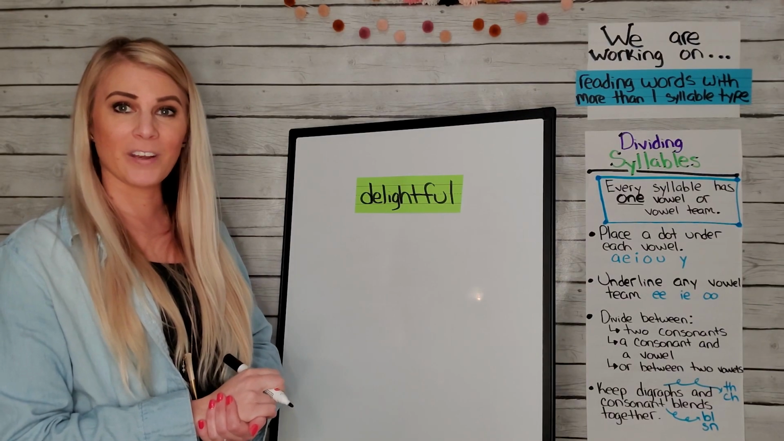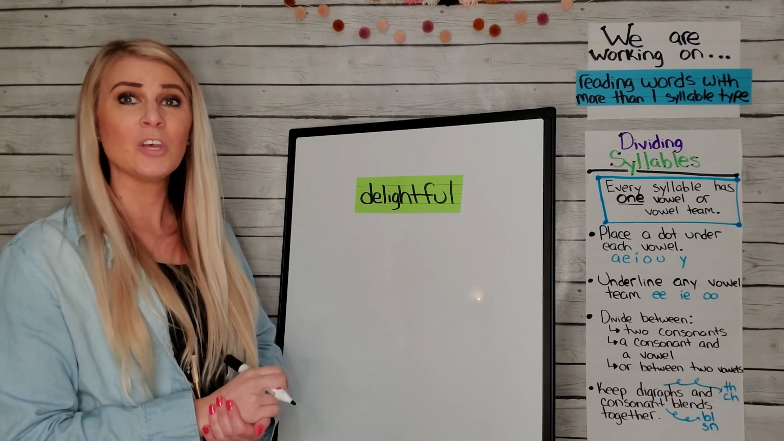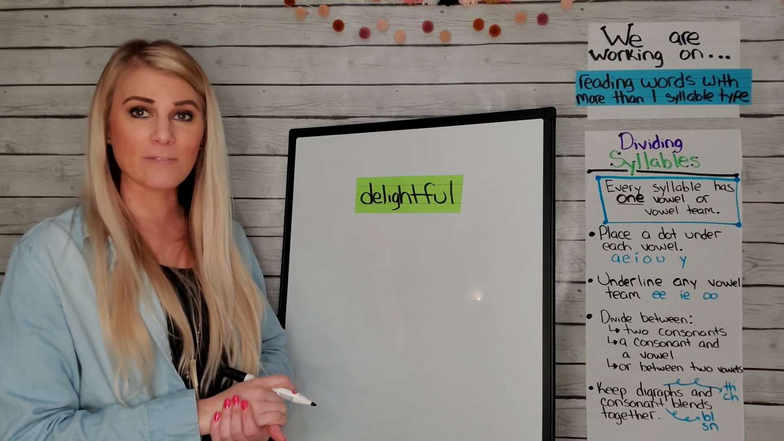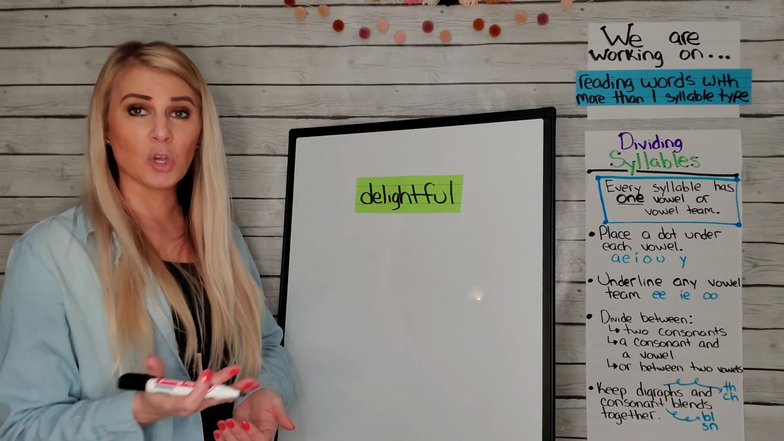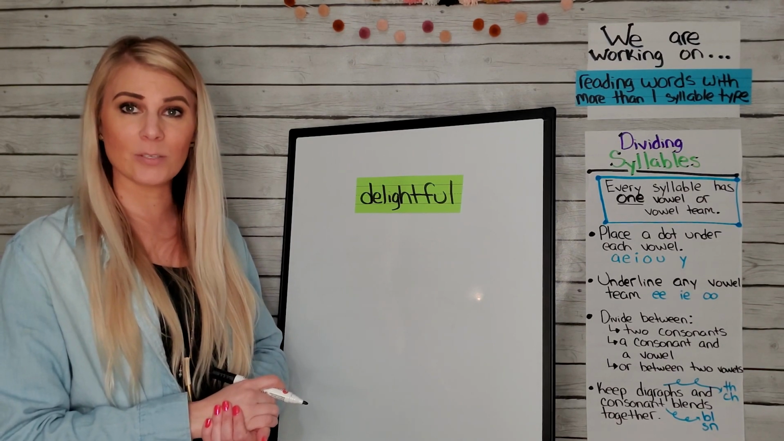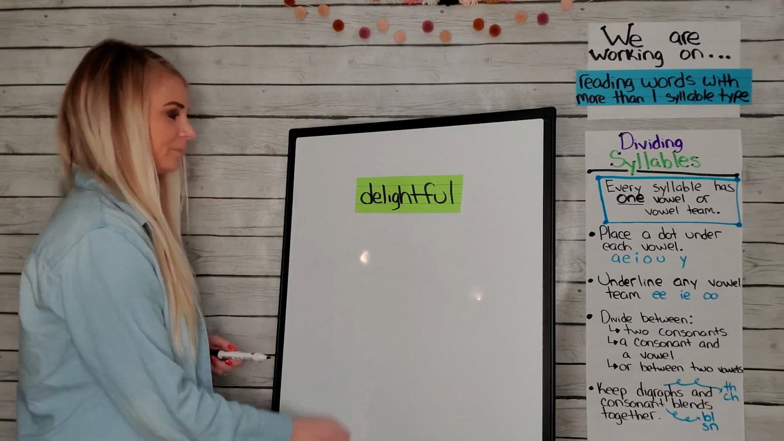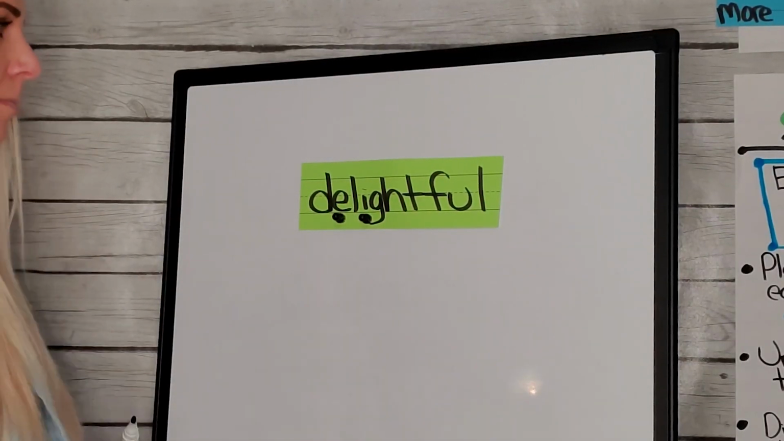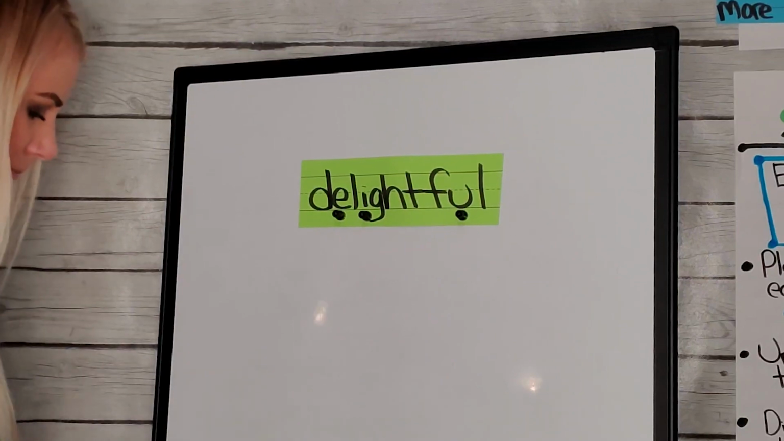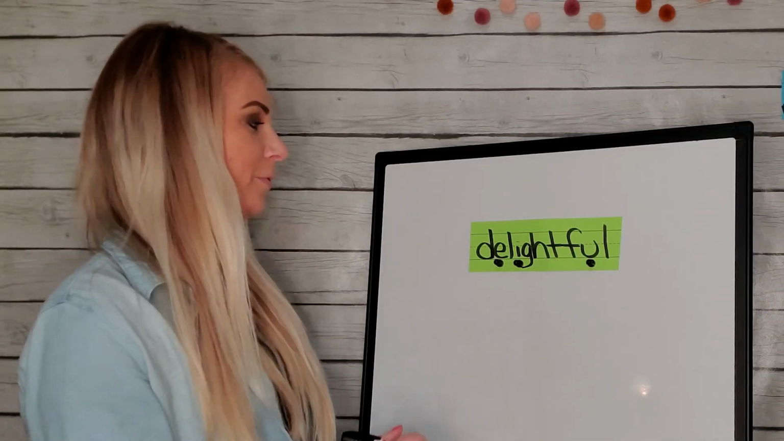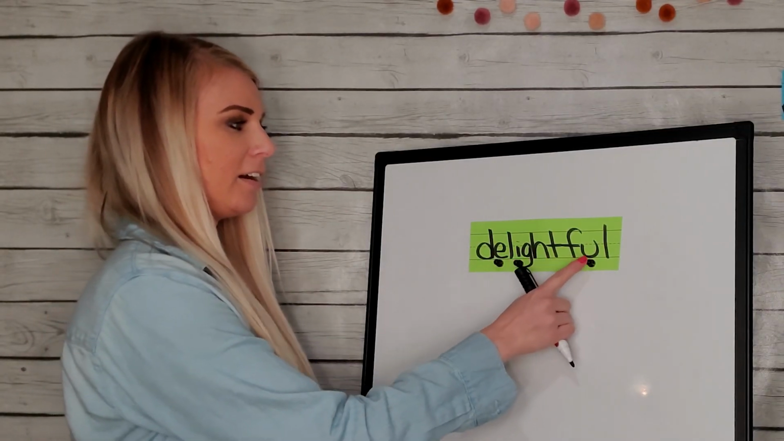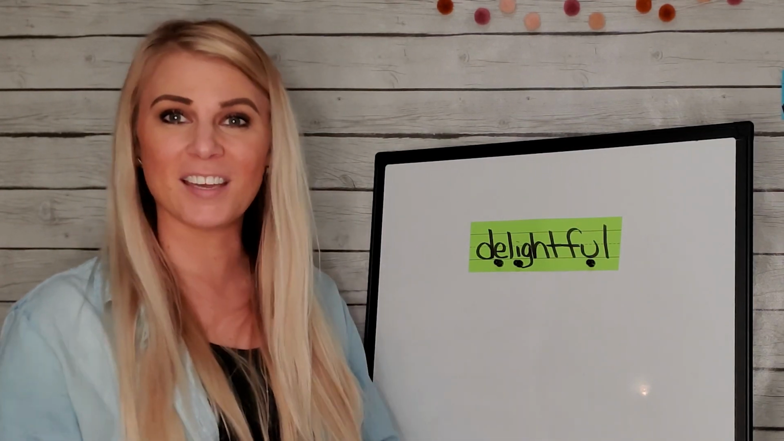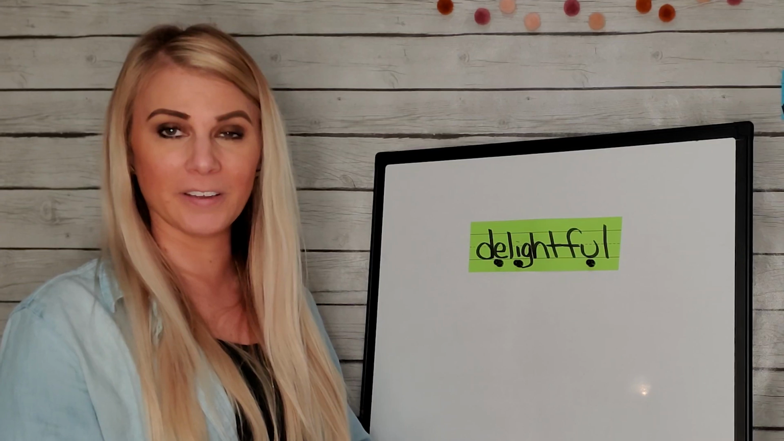Do you have that word written on your paper? All right, remember, the first thing we need to do is place a dot under any vowels we see in this word. Go ahead and place a dot under any vowels you see in this word on your paper. Did you find the vowels E, I, and U like I did? Awesome job. If you didn't, that's okay. Take a second and fix up your work.